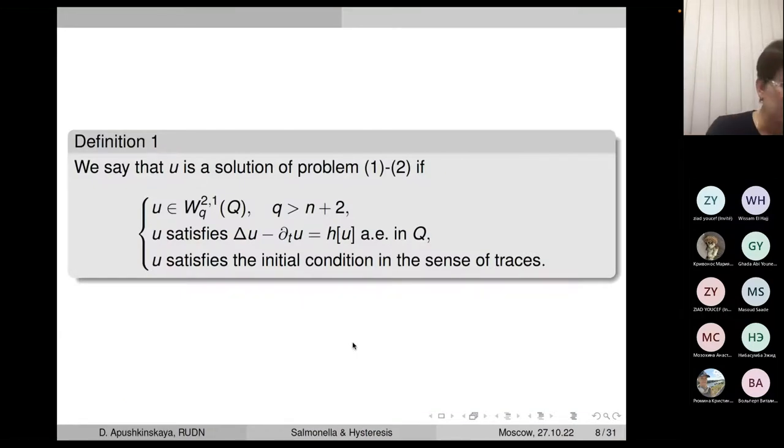And now the answer why we are sure that our solutions would be continuous. We consider here the so-called strong solutions. So it would be solutions from anisotropic Sobolev spaces. For persons who are not familiar with such Sobolev spaces, these are functions which have a time derivative from the space L^q, and second order derivatives with respect to spatial variables also from L^q. Such functions should satisfy our equation almost everywhere, and u satisfies the initial conditions as well as the boundary conditions in the sense of traces.